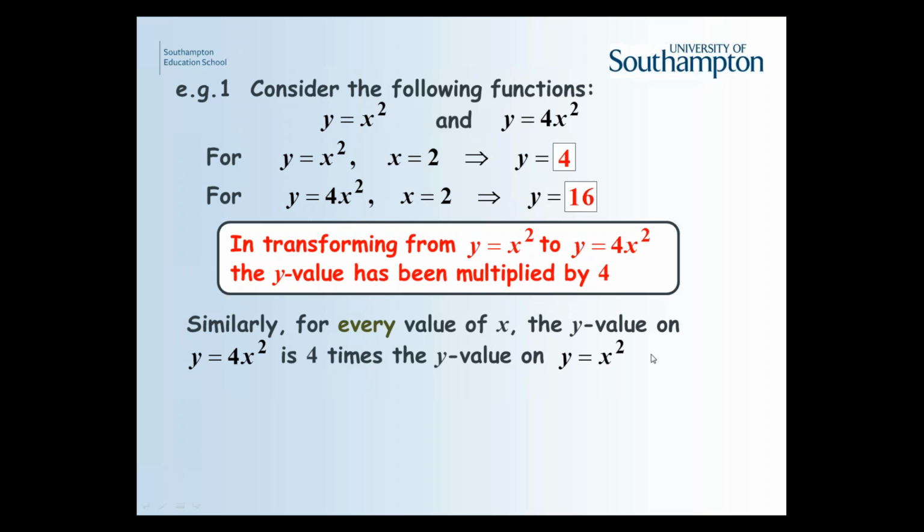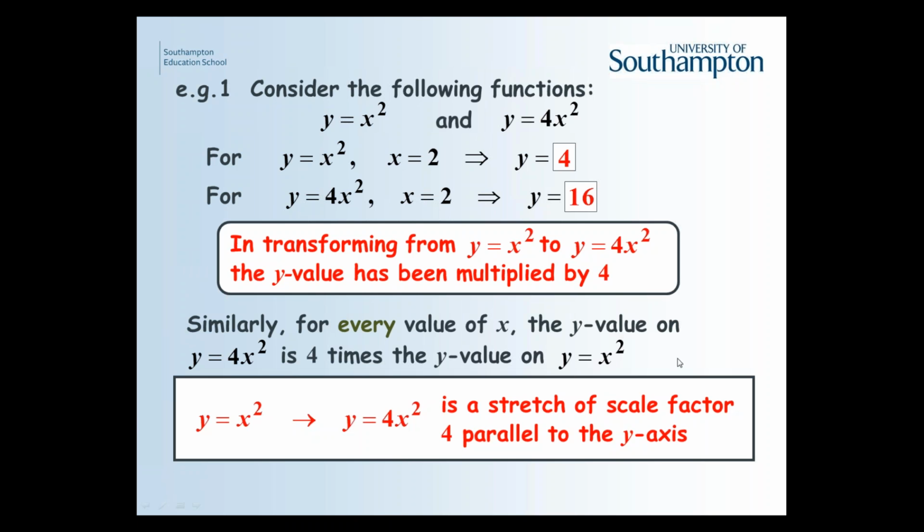For every value of x, it's 4 times that. So what we say is it's a stretch of scale factor 4 because every single y value is being stretched by 4. It's being multiplied by 4. And we could say parallel to the y-axis. So it is basically taking your original x squared graph and just kind of stretching it vertically.